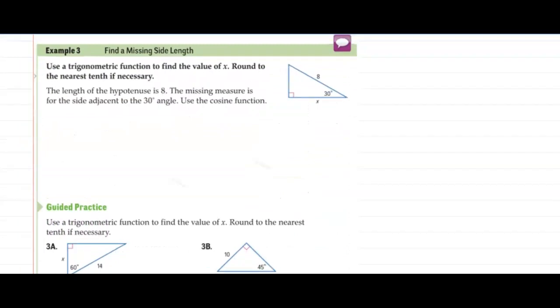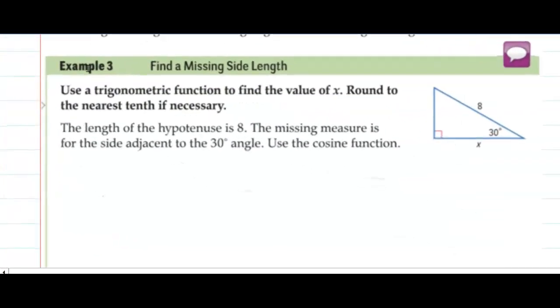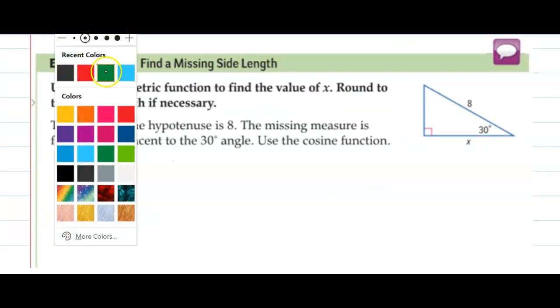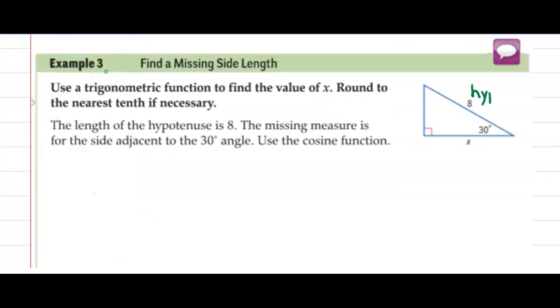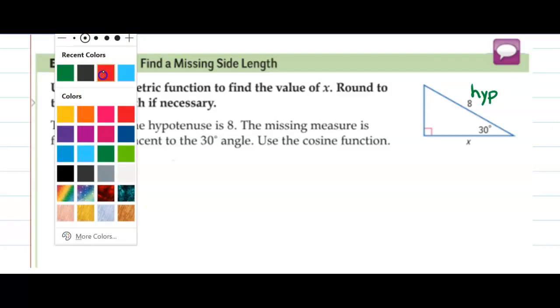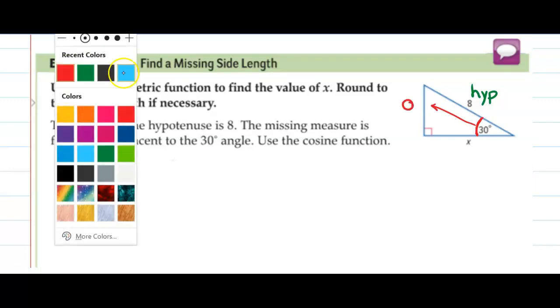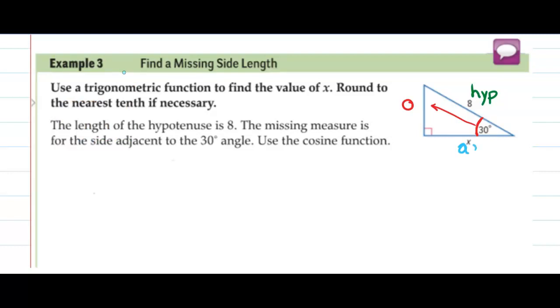On example 3, we're going to find the missing side. We know that the hypotenuse is opposite the 90. We know that the side opposite the angle that's labeled, that's the only angle we care about, would be right here. And finally, this would be our adjacent side.